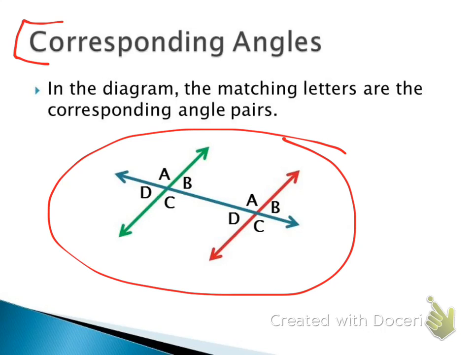It'd kind of be like if you ran up the stairs in F building and you went to the first classroom on the right. That's kind of like the corresponding classroom to this classroom. It's in the exact same position, just on a different floor. So these are on the exact same position, just on a different line. Does that make sense? Corresponding angles. Any questions?